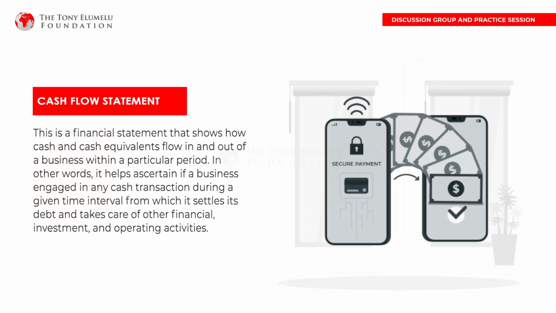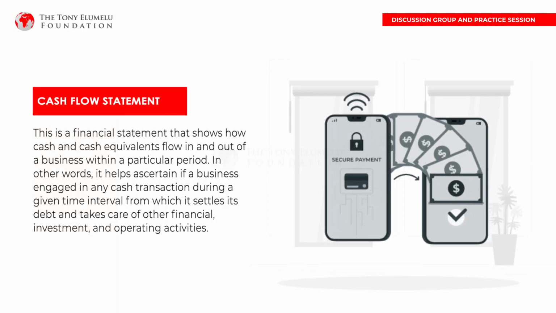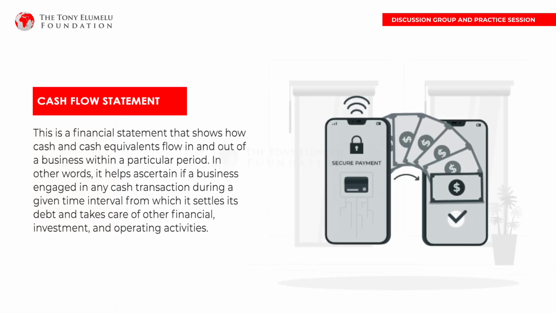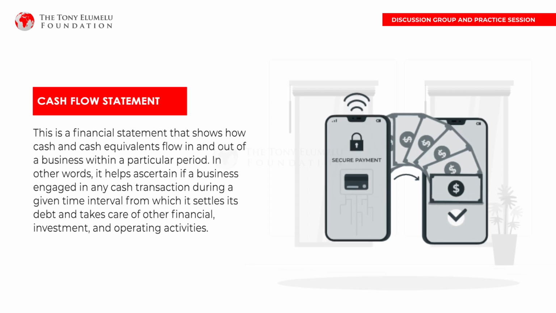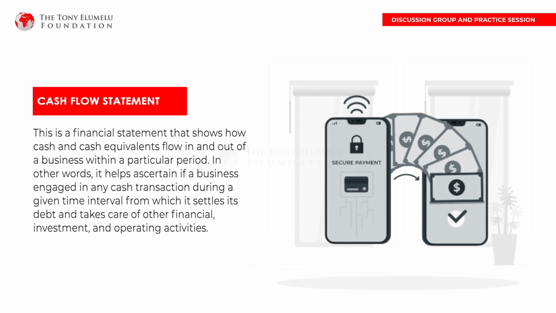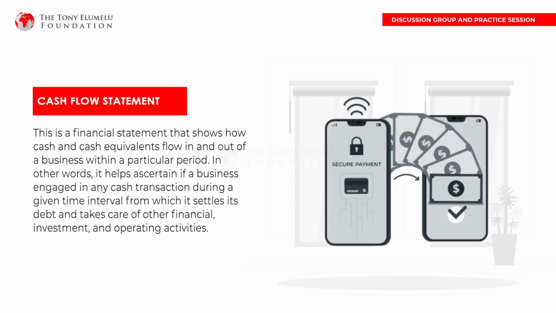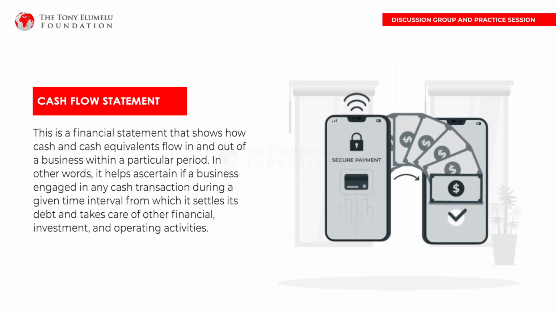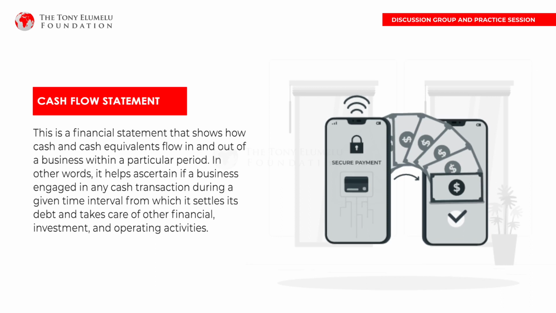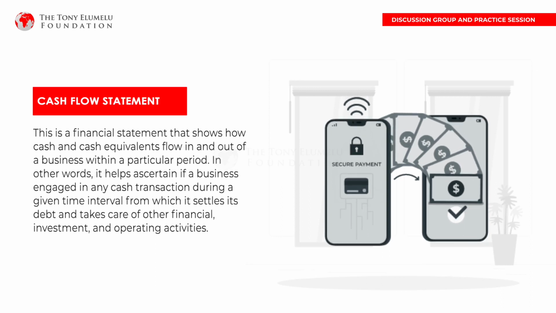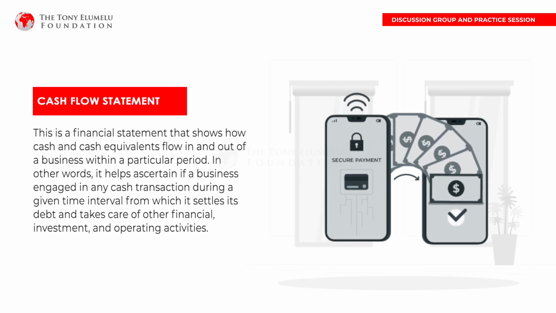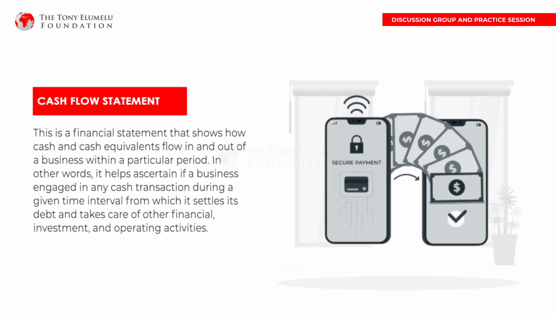Cash flow statement. This is a financial statement that shows how cash and cash equivalents flow in and out of a business within a particular period. In other words, it helps ascertain if a business engaged in any cash transaction during a given interval from which it settles its debt and takes care of other financial, investment, and operating activities.